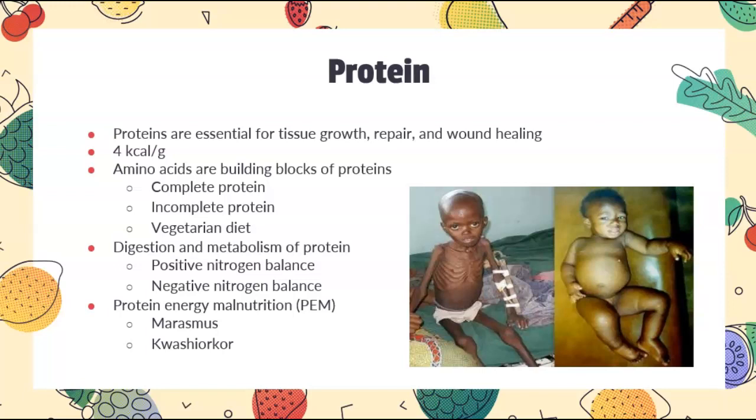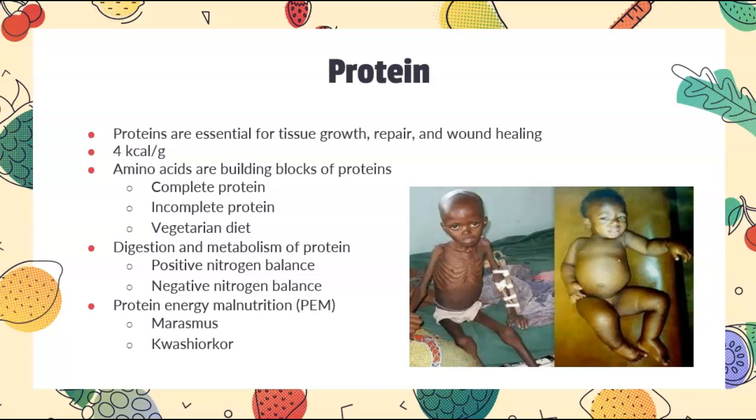Negative nitrogen balance is when less nitrogen is being consumed than excreted. The body is breaking down more tissue, or catabolism, than it's building. This is seen during undernutrition, illness, and trauma. Prolonged negative nitrogen balance can eventually cause atrophy of the muscles and poor functioning of body systems.